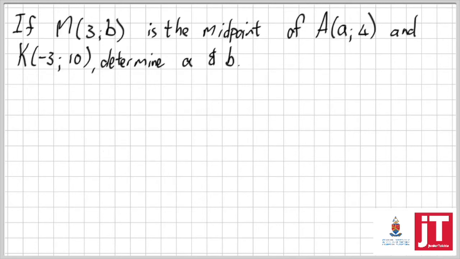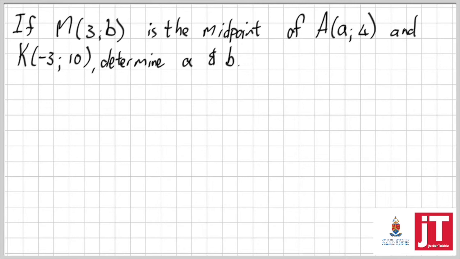Easy, right? But what if they ask it a bit differently? What if they ask it to you like this? Now, this is a question that I've asked my students many times. I love it. If M is the coordinates 3, B, and that is the midpoint of A, 4, and K, -3, 10, determine A and B. So in other words, M is the midpoint between A and K. Try it yourself, why don't you?